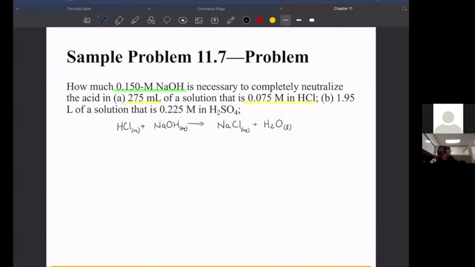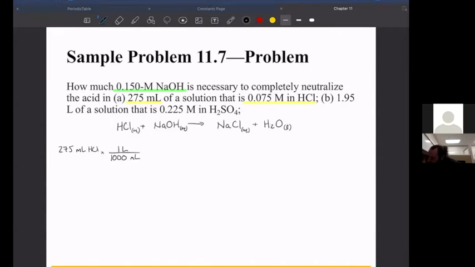All right, and this is a 1-to-1 ratio because I had just 1 proton on my acid and only 1 hydroxide on my base. So now I have a balanced chemical equation. I can start doing my stoichiometry. I'm going to start out with what's given, the 275 milliliters of HCl. And I'm going to want to use my concentration, but my concentration is in moles per liter. So the first thing I actually have to do is jump from milliliters to liters.